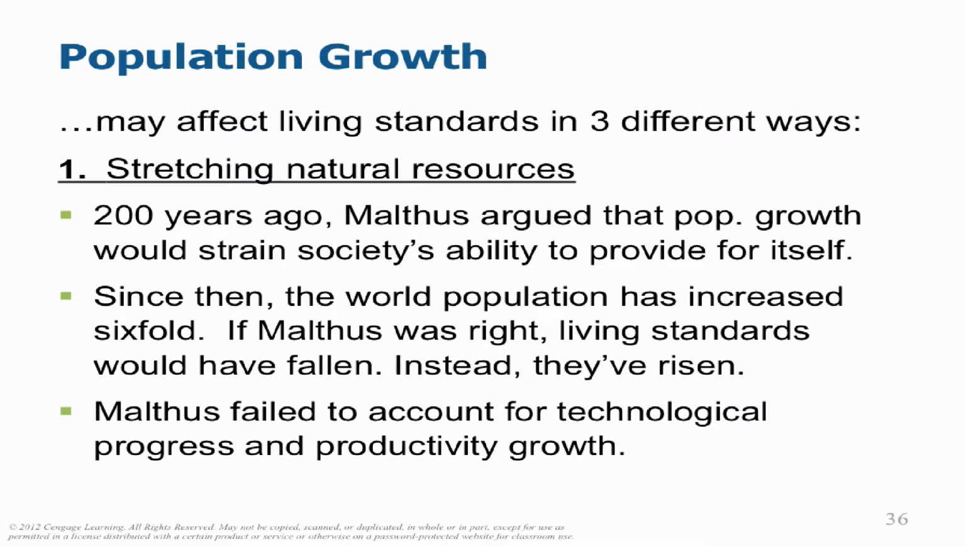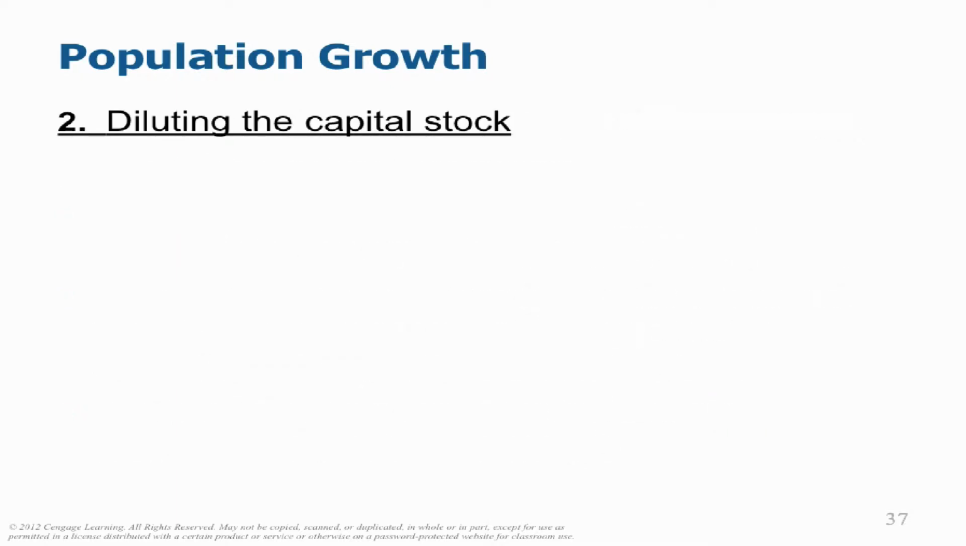Now, just because Malthus was wrong, does that mean that population growth doesn't stretch our natural resources? No, it's still a factor. Population growth dilutes the capital stock. What's capital stock? How much physical capital. So if everybody on Earth had their own plow to plant their own crops and feed themselves, and we doubled the population, now everybody on Earth has to share that plow with another person. So the question is, does less physical capital per person impact our productivity? We know that it does.